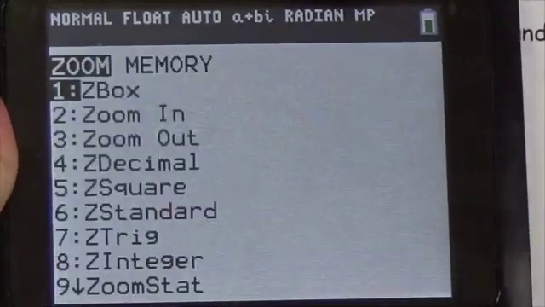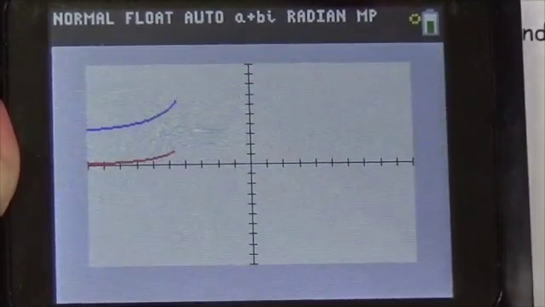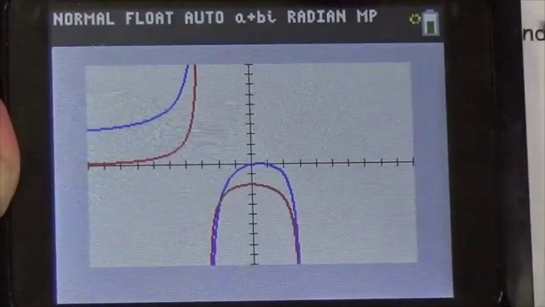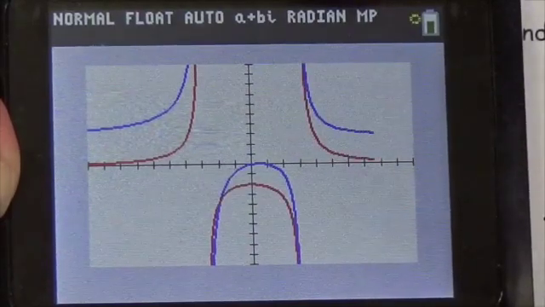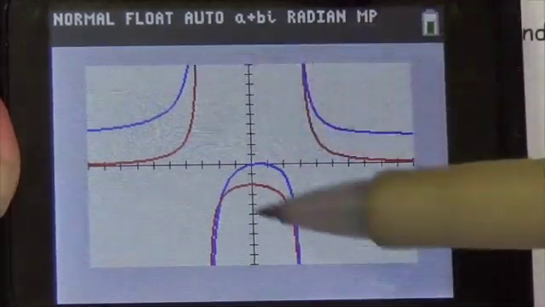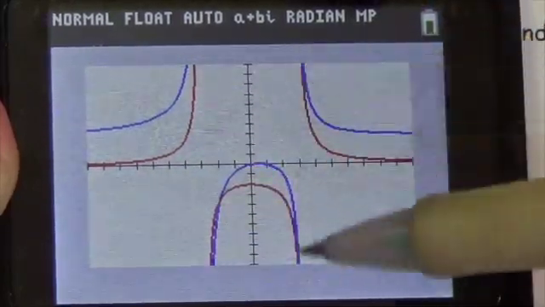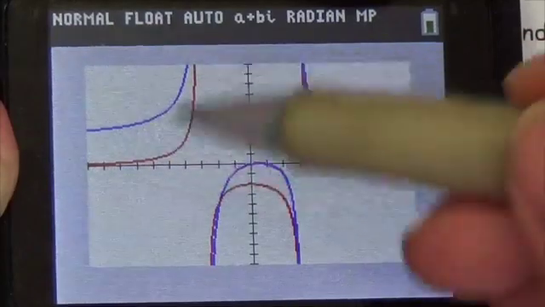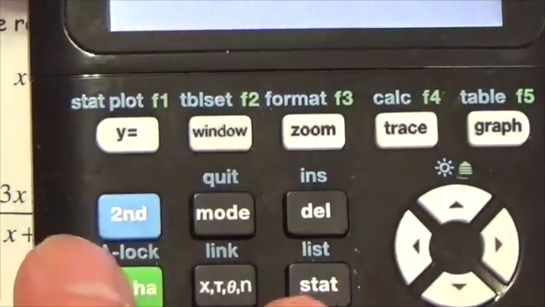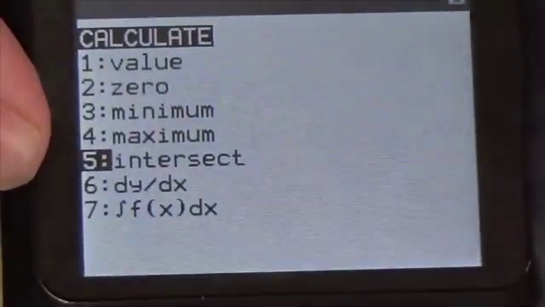I'll graph this. I don't know what my window settings are, so I'm going to press zoom 6. And I like the simultaneous graph so I can see both of those. Awesome. Now, here I've got the two vertical asymptotes, approaching -3 and +3 here. So to find points of intersection, we're going to press second trace. We're going to go down to number 5 here, intersect.